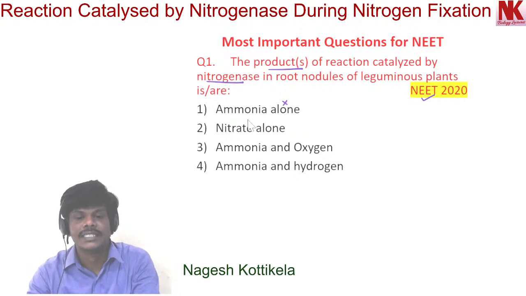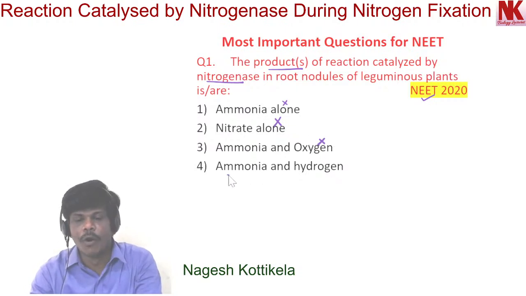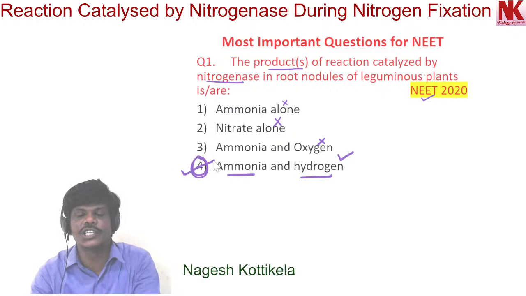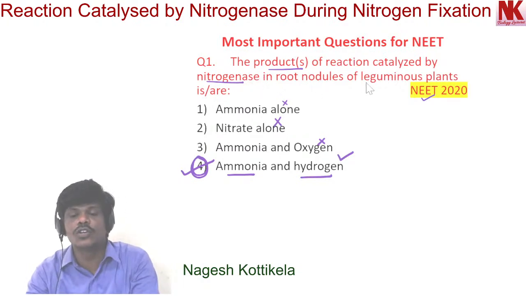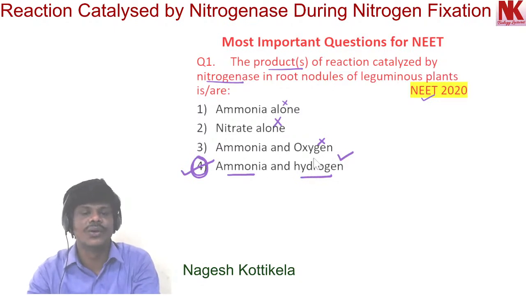Second, nitrate alone. No, nitrate is not formed in this reaction. Ammonia and oxygen? No, oxygen is not formed here. Ammonia and hydrogen is the right answer, so the more appropriate option is the fourth option. The products of reaction catalyzed by nitrogenase in root nodules of leguminous plants are ammonia and hydrogen. Now moving to the next question.